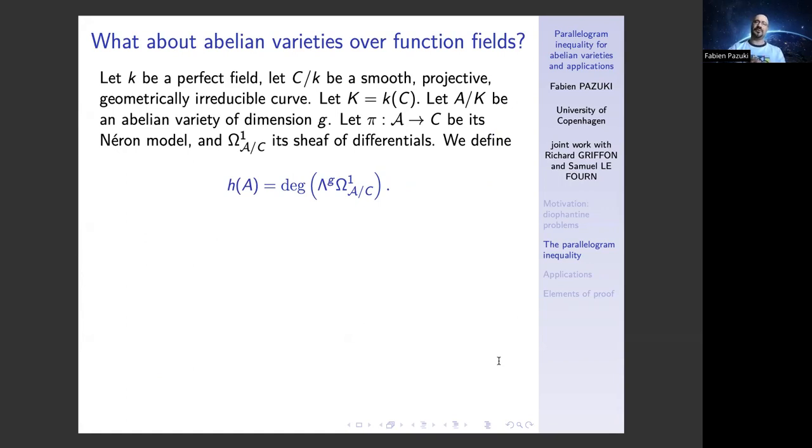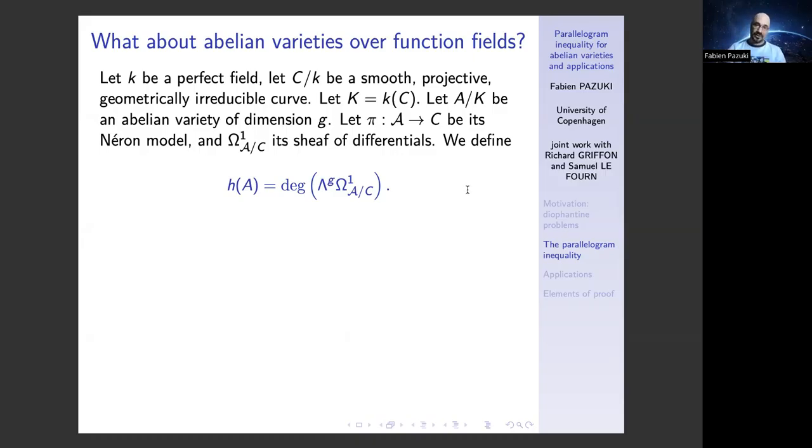They also exist. They are also very interesting. They also have Faltings height, and it's the one defined just in front of you. So if you start with little k, a perfect field, you choose your best smooth projective geometrically irreducible curve, standard setting. You look at the function field of that curve, and then abelian varieties defined over k exist. If you take one of dimension g, it also has an Rémond model.